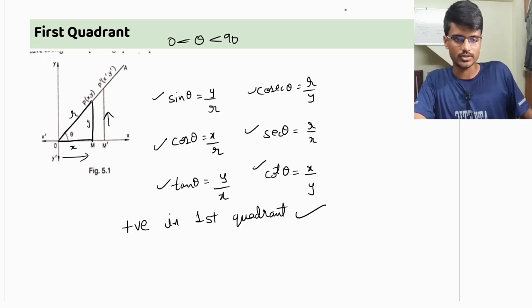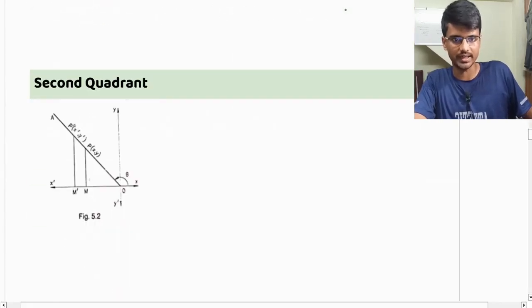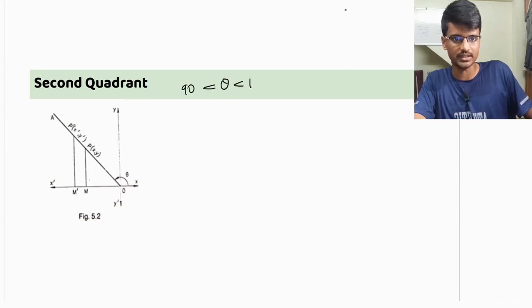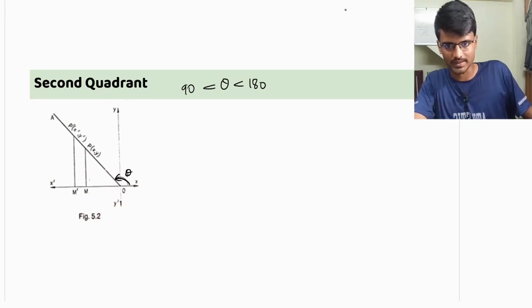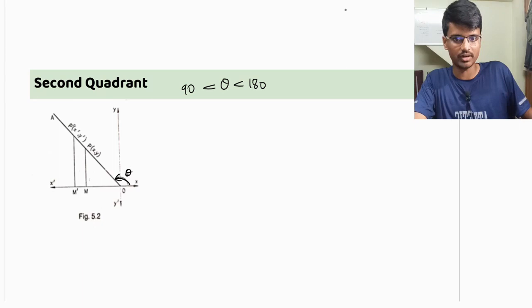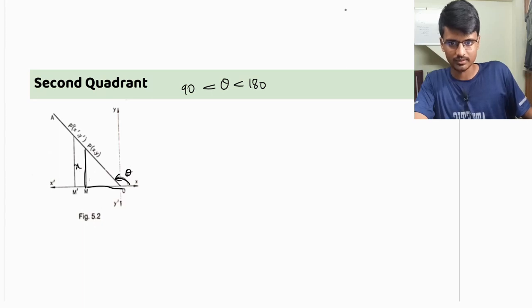Now let us suppose I have an angle which is greater than 90 degrees. So if my theta is between 90 and 180 degrees, this is my theta. To define trigonometric functions, we need a right angle triangle. If our angle is more than 90 degrees, the angle will be somewhere here. So this is my triangle, and here this is my x and this is my y.